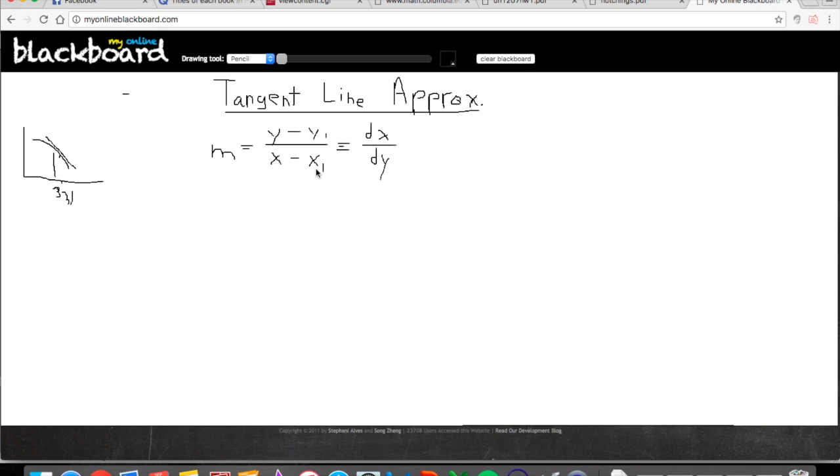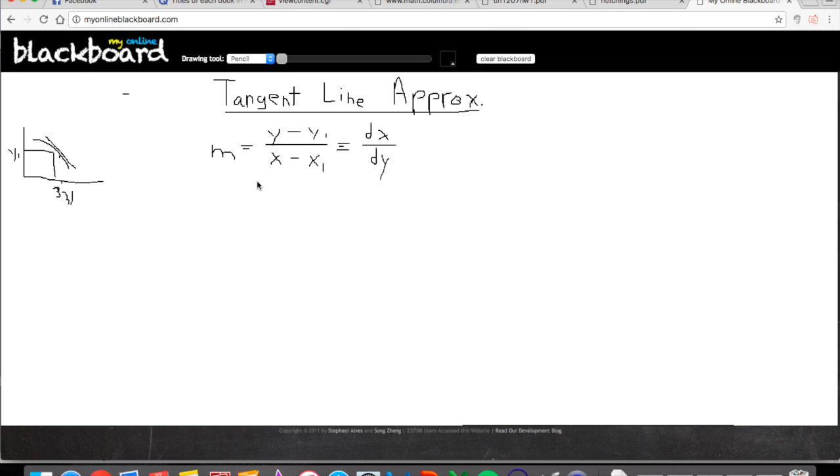Now, y1 and x1 are the actual values. If this is 3, that would be x1, and whatever value y is here would be y1. And y and x are the variables. Those could mean anything. We have to plug those in to get an output. We still want a function.